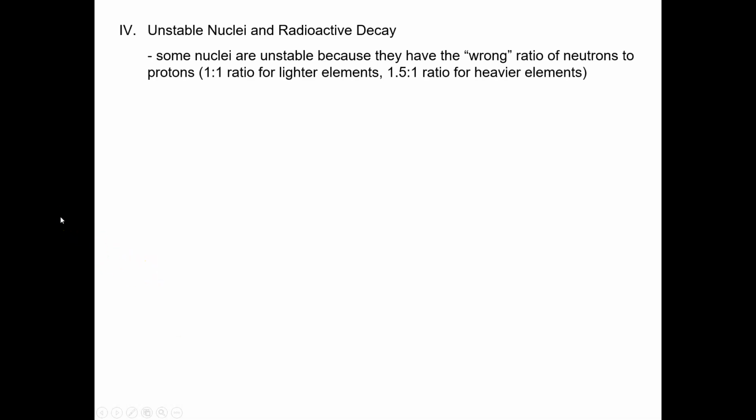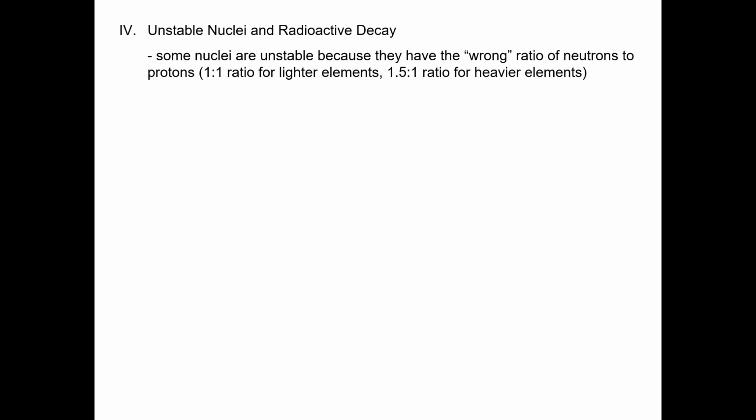So, we know that some nuclei are unstable because they have the wrong ratio of neutrons to protons. For the lighter elements, for the elements near the top of the periodic table, it's like a 1-to-1 ratio of neutrons to protons. As you get past about element 20, it goes to about a 1.5-to-1 ratio of neutrons to protons. But you don't need to really know the ratios. The idea is that every single element has a series of isotopes, and some of those isotopes are unstable. Their nuclei do not stay together.